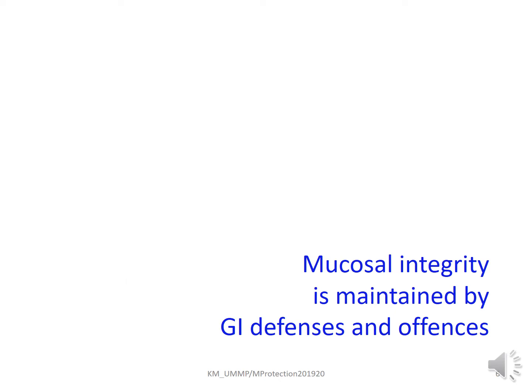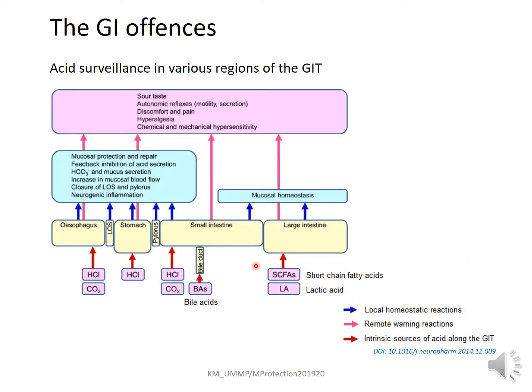The mucosal integrity is maintained by GI defenses and offenses. These are the GI structures that can be exposed to acid. The main structure is the stomach, which secretes hydrochloric acid. Usually, the esophagus is free of acid because of the lower esophageal sphincter at the exit of the esophagus, which is tonically active and always closed. But in case this LES is not competent, the acid from the stomach can regurgitate back to the esophagus and irritate the distal esophageal mucosa.